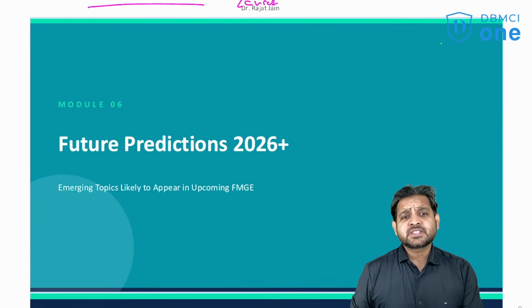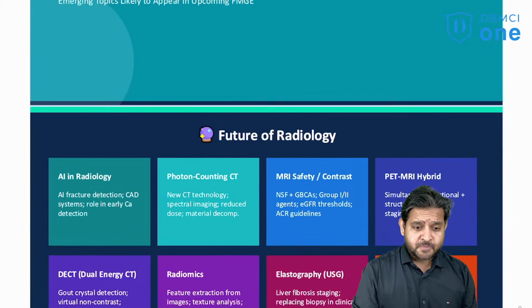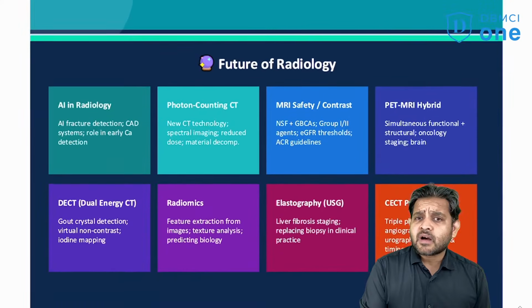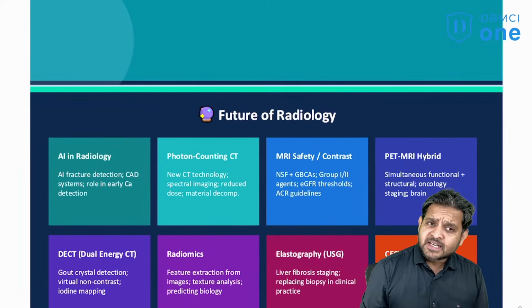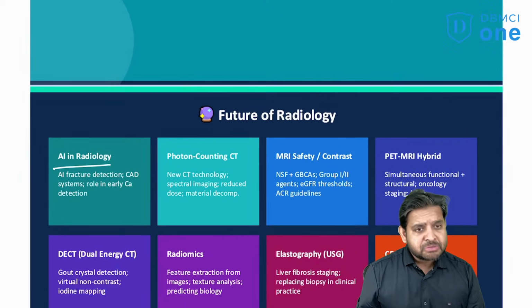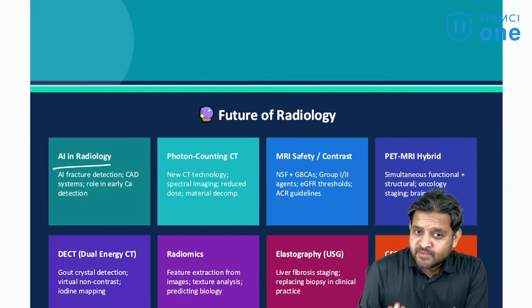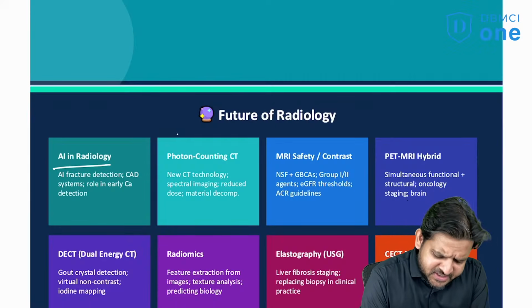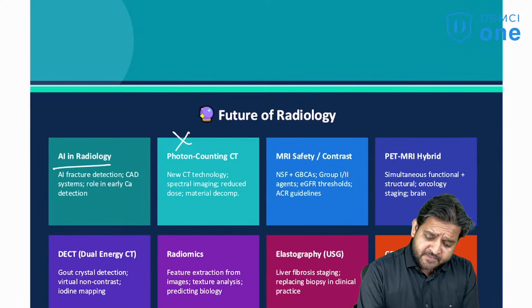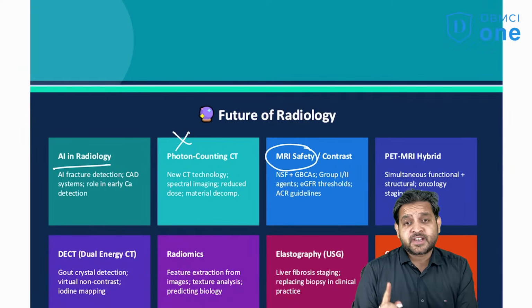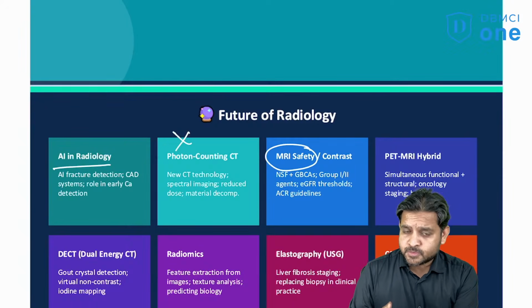Now, what are the future predictions? What is the life or future of radiology? Now, these are the topic in discussion. Examiner can little bit ask you about AI in radiology. They can ask you a special type of CT that has been available nowadays, photon counting CT, which is unlikely to be in an FMG screening exam, but they can definitely ask you about the MRI safety and the contrast, nephrotoxicity, allergic reaction, which I have spoken about it.